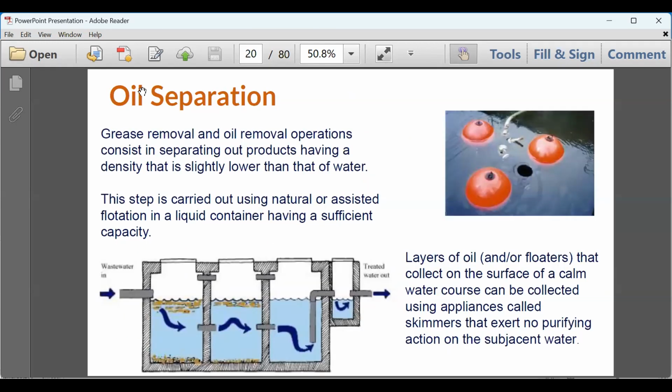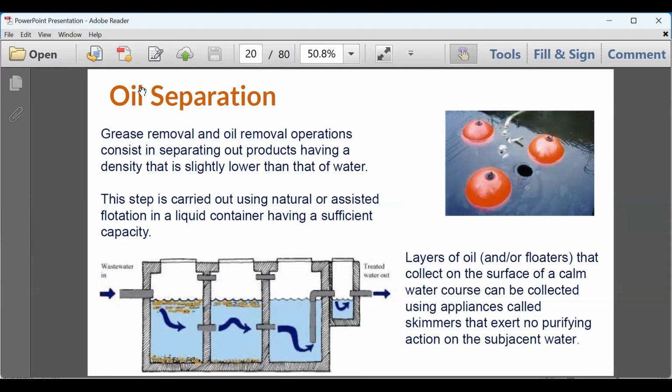Oil separation. Simple oil and grease removal mechanism is oil trap, which works on water and oil density factor. If there is huge oil collection, oil skimmers can be used to remove oil from calm water surface, especially in the coconut industries.